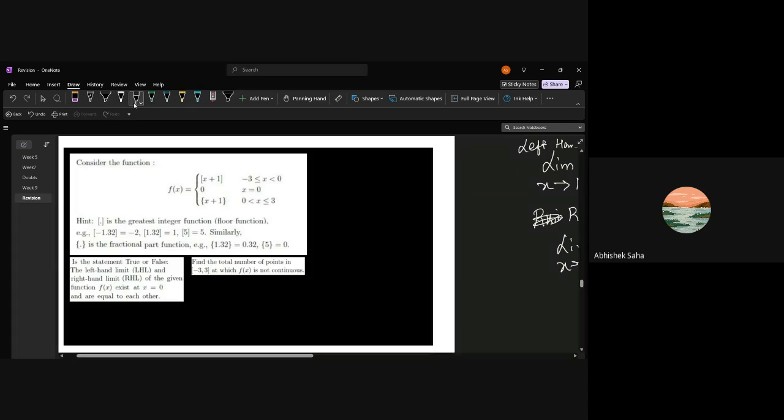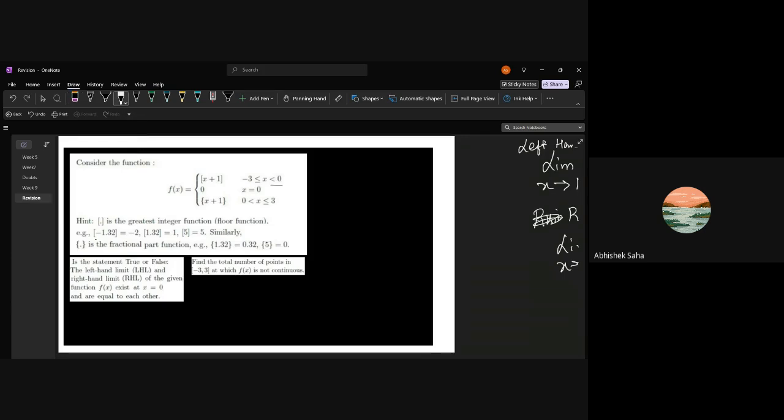So here is the definition of the function. For x less than 2, this is the function. If x is greater than 2, this is the function. This one is the greatest integer function. This one is the fractional part. Anybody have doubt in greatest integer and fractional part functions? Anyone having doubt in this type of functions? No, right? Okay, let's solve it.